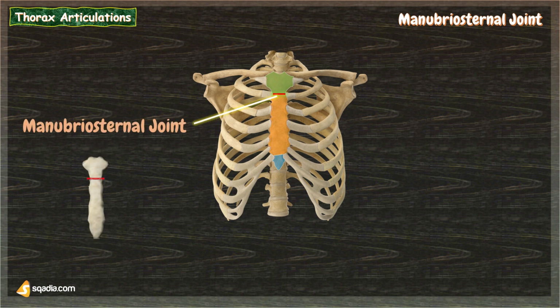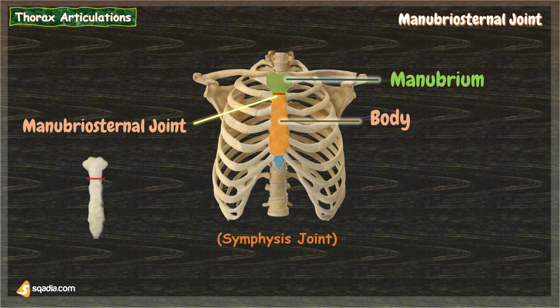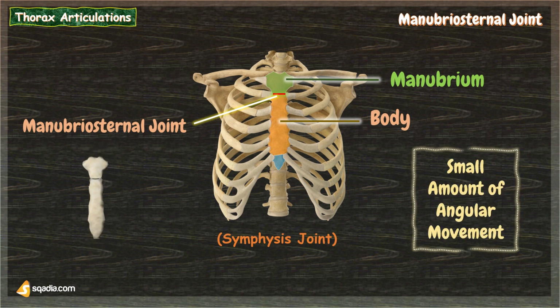It is a cartilaginous joint between the manubrium and the body of the sternum. It is in fact a symphysis joint, meaning the ends of the two bones involved in the formation of this joint are covered by a layer of hyaline cartilage. At the manubriosternal joint, only a small amount of angular movement is possible during respiration.